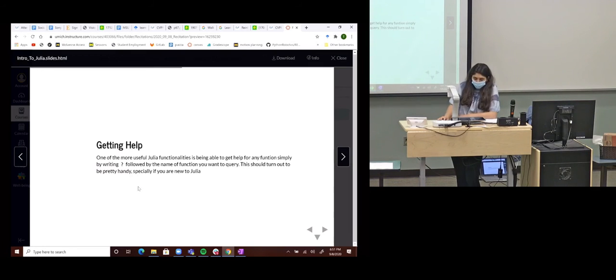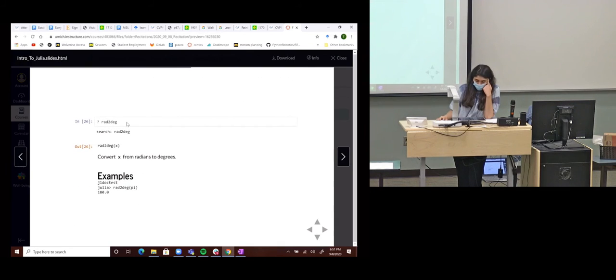Getting help. So when you're learning a new language, you're going to be thrown a lot of words, a lot of functions that you're going to be wanting to use. So an easy way to query Julia about functions is basically just you put a question mark, leave a space, which opens the help module in Julia, and then let's say I want to know what the function radians to degrees does. And as you would expect, it converts whatever you give as an argument from radians to degrees. So radians to degrees of pi is 180.0.